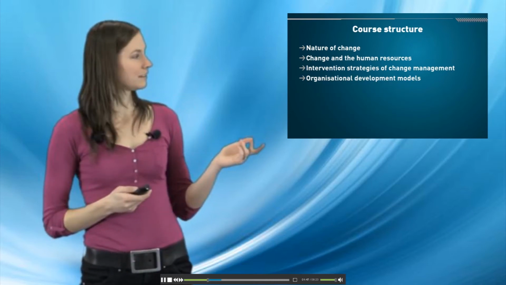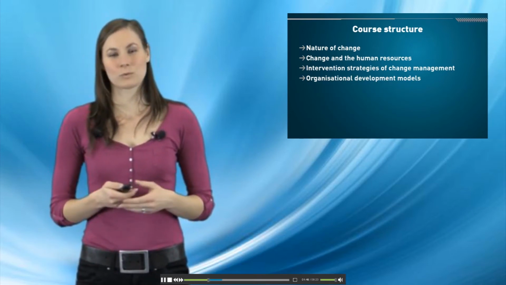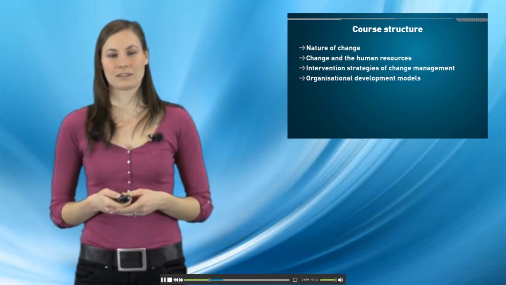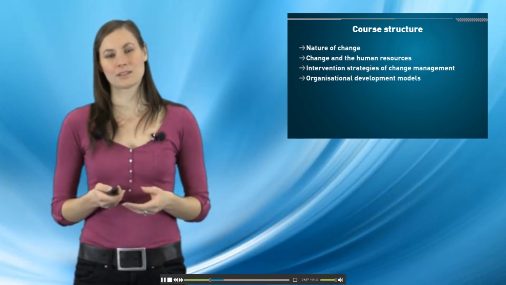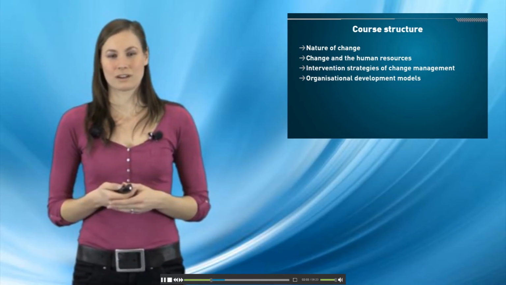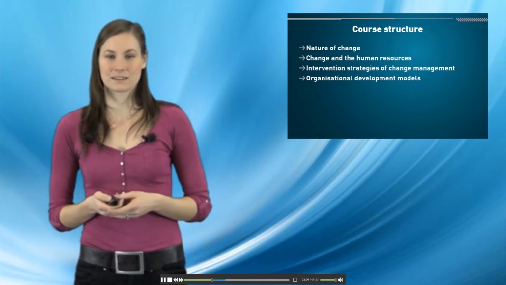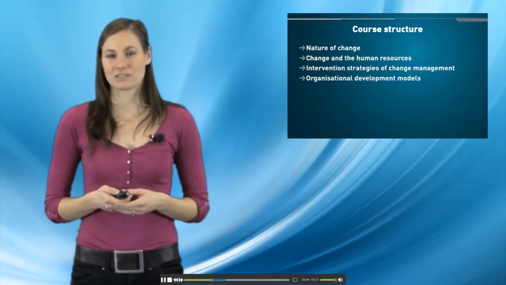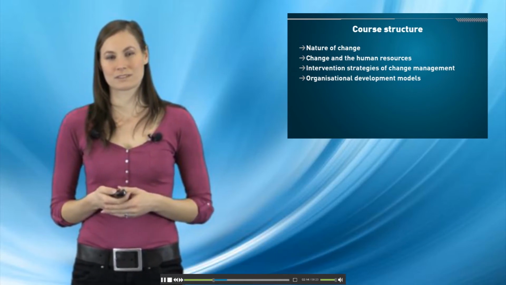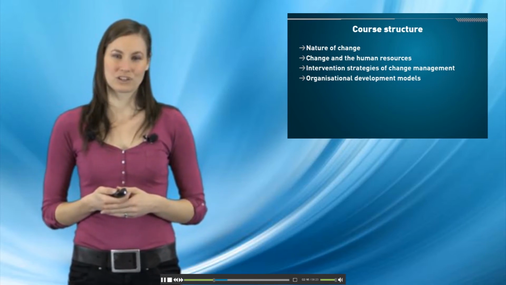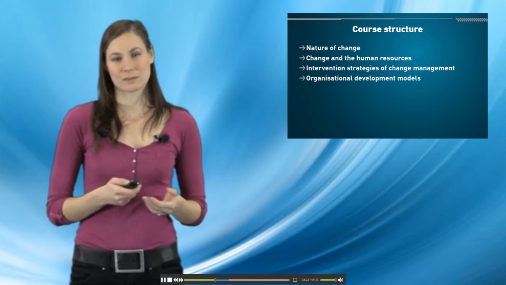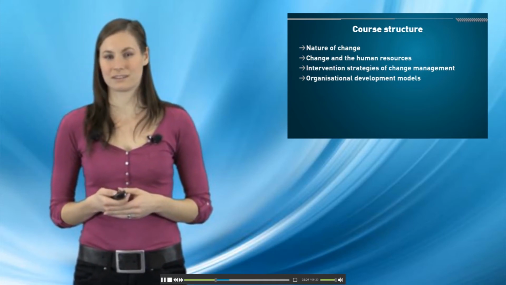On the next slide we can see the course structure. We will go through 4 main topics. Firstly, the nature of change itself. That means we will see what the phenomenon of change is, what the types of change are, and other things. Secondly, we will see change and human resources. That's a very important chapter, and we will go through all the processes which people go through when you announce the change in the organization, because some of them are very happy with it, but some of them are very sad, some of them are afraid, and so on.